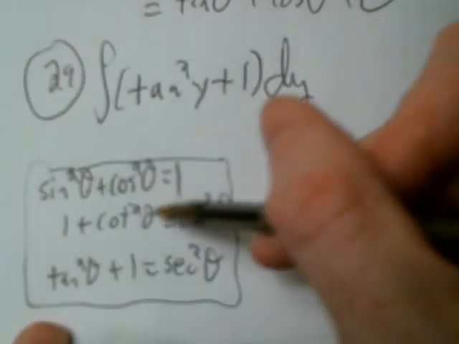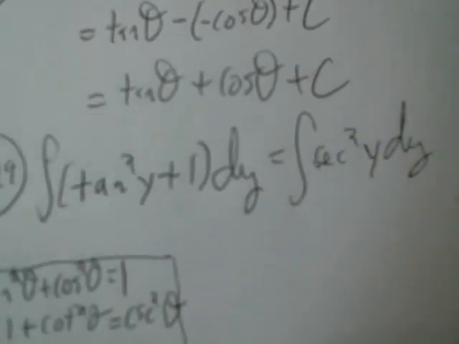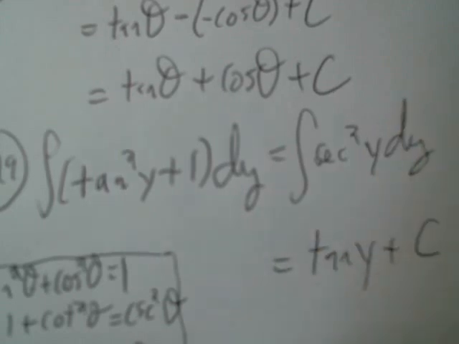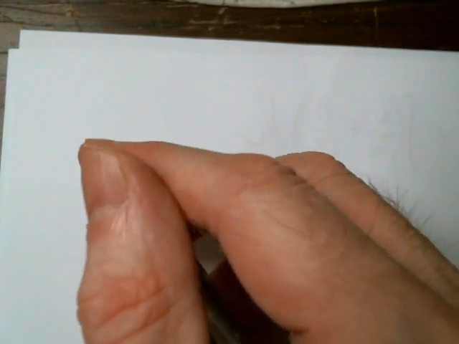I expect everybody to know those, and if you have that identity encoded in your brain, you can see that's just secant squared, and I could rewrite this as the integral of secant squared y dy, and from before I know the integral of secant squared is tan, so my answer must just be tan y plus c. Every once in a while you'll be called upon to do some trig identities, not a lot of them though. I don't expect anybody to remember the crazy ones. I don't even remember them. But anyways, let's move on.